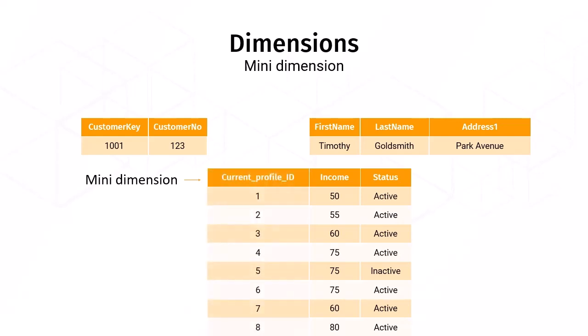Here we have a profile ID with attributes related to income and status. So now they're out of our customer dimension, which means our customer dimension will now change less rapidly. How does this impact your fact table? If you look at your fact table, a new field has been added, in this case a customer profile ID. This means that every time the customer profile changes, a row is also added in the fact table.